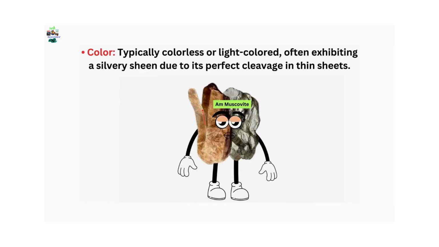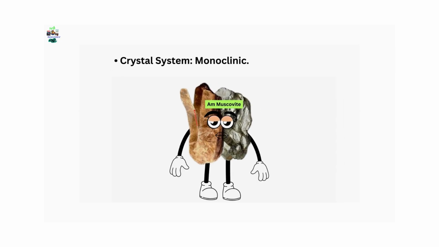The other important physical property of muscovite is its color. Typically, muscovite is colorless or light colored, often exhibiting a silvery shine due to its perfect cleavage in thin sheets. Okay, the color of muscovite is colorless or light color. This is due to what? The perfect cleavage in thin sheets. Okay. Another important physical property for muscovite is crystal system. So the crystal system of muscovite is monoclinic.